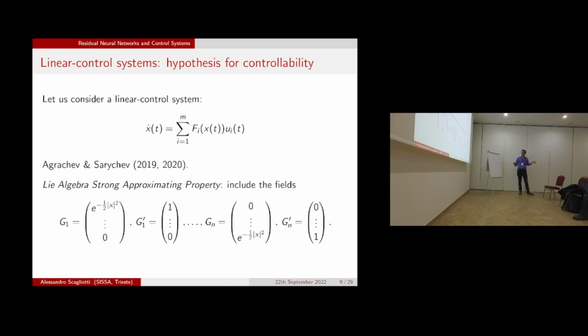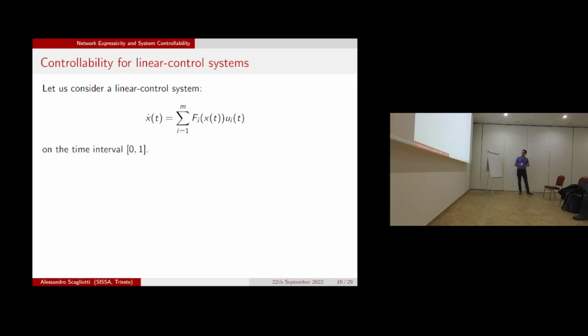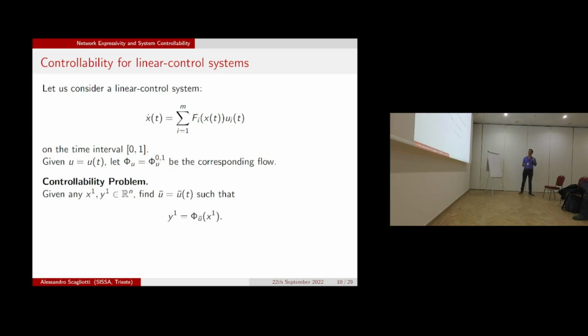There are these ones. Okay. So, coming back to us, we have our linear control system. On the time interval [0,1], without loss of generality, we can work on the compact interval [0,1]. And we can use phi u to denote the flow corresponding to an admissible control u. Okay, what is a controllability problem?